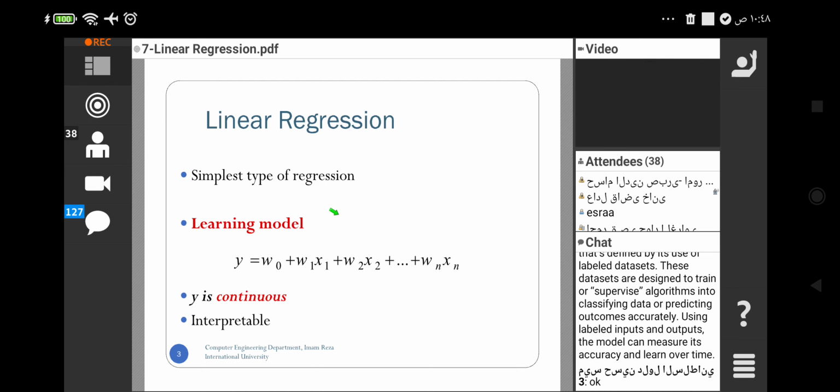Okay, so we said that regression is a type of learning which we could use, and the output is continuous. I want to talk about the linear regression, which is the simplest type of regression. Okay, have a 5-minute break and I will talk after. Thanks.